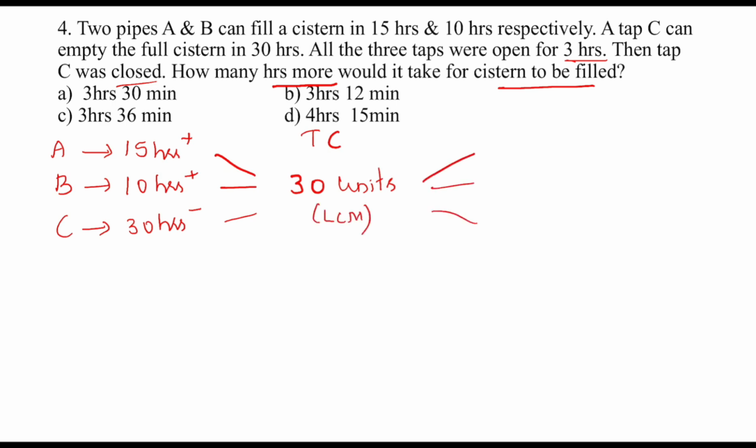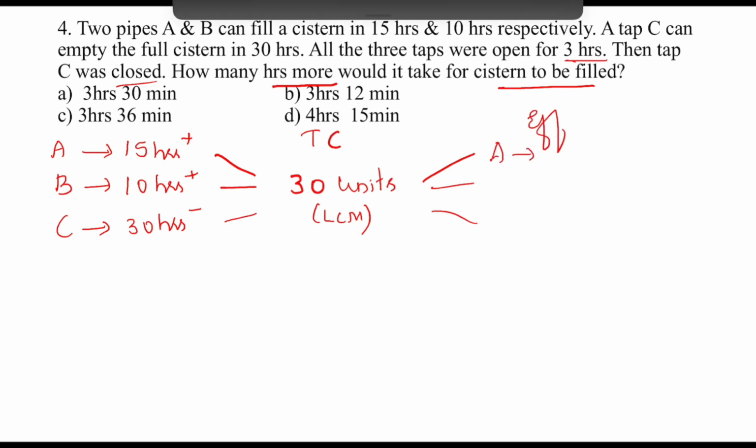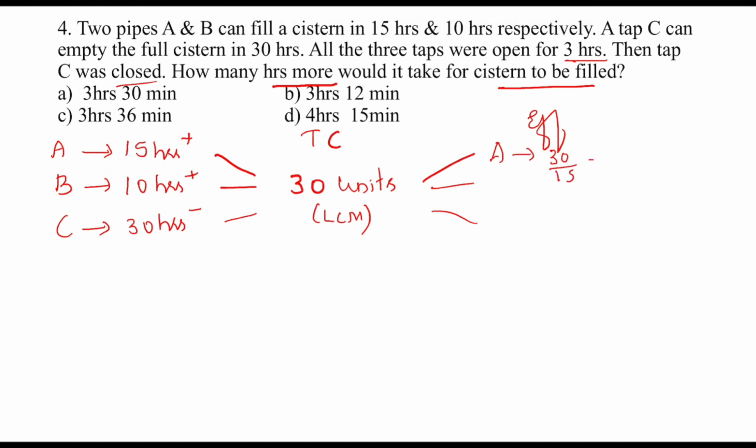Next we will see the efficiency. So efficiency of A. A can fill 30 units in 15 hours. So in 1 hour how much will it fill? 30 divided by 15 is equal to 2 units per hour. So A can fill 2 units per hour. So B can fill how much? 30 by 10 which is equal to 3 units per hour. Then C can empty 30 units in 30 hours. So in 1 hour how much can it empty?